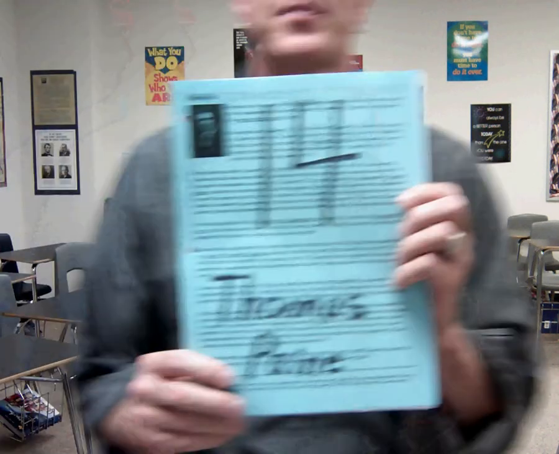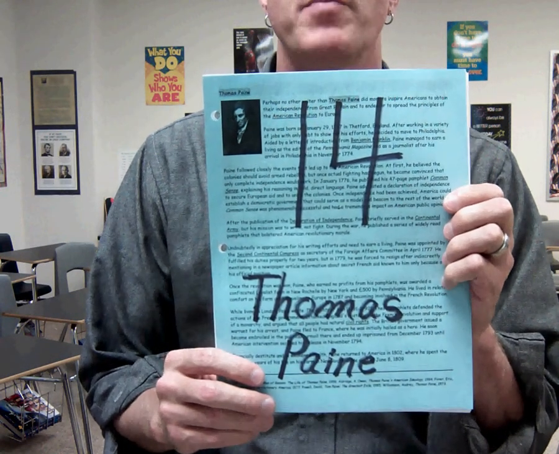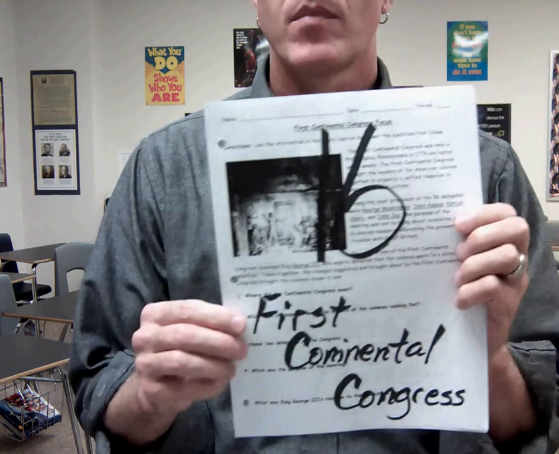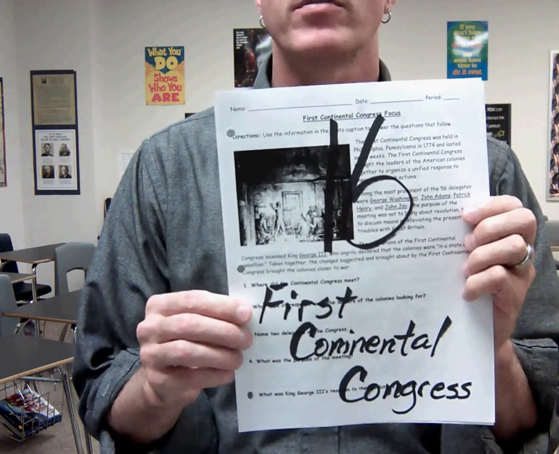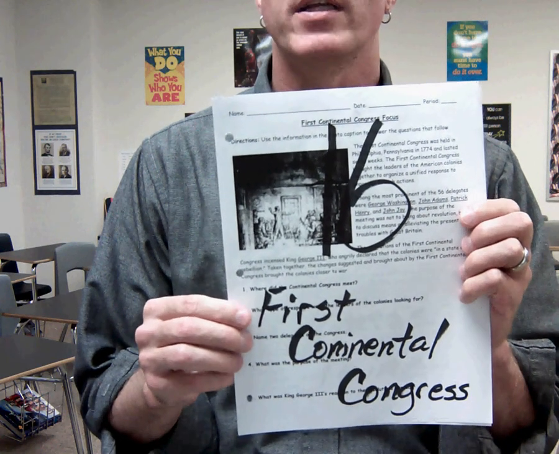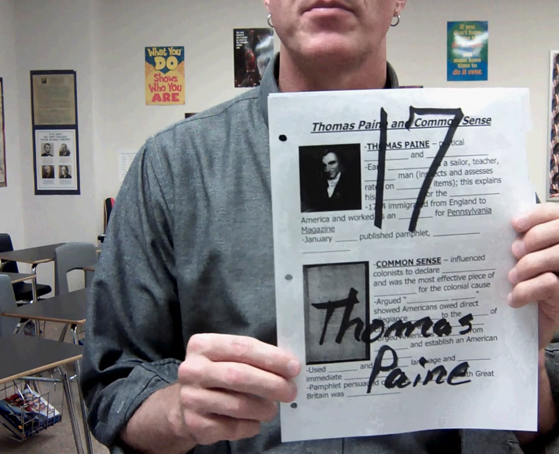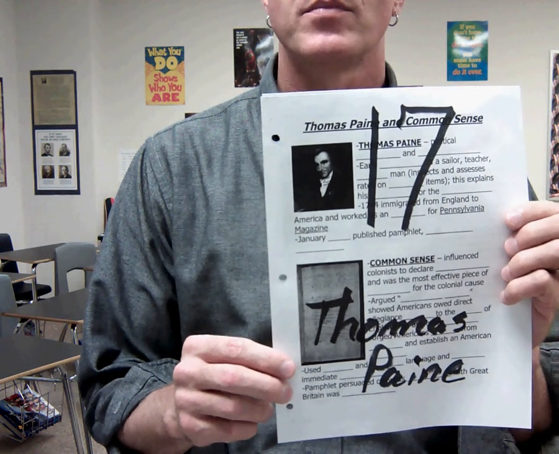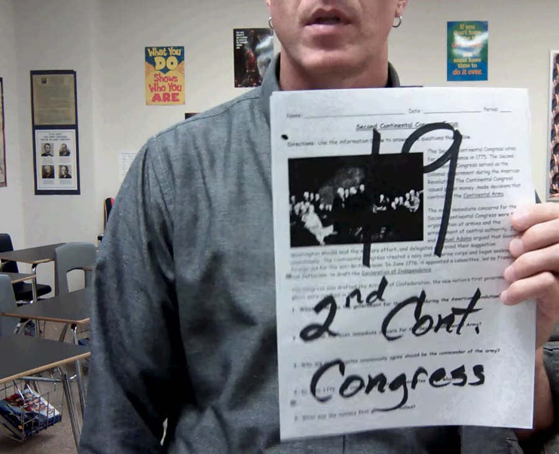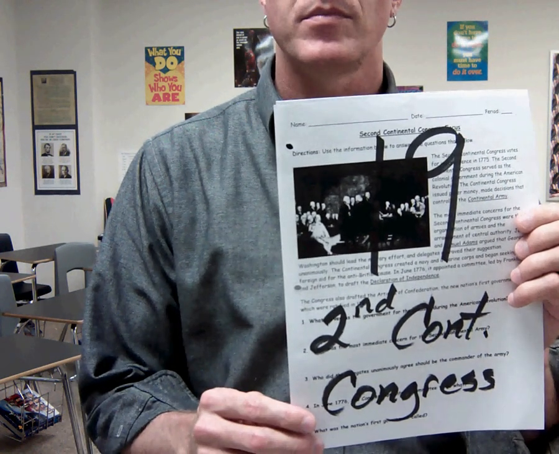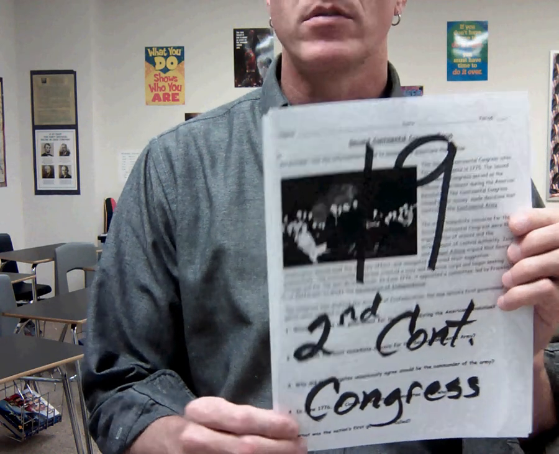So, number 14, Thomas Paine, blue homework from last week. Number 16, First Continental Congress. These are notes that we did in class. Number 17, notes on Thomas Paine. Okay, number 19, Second Continental Congress. And then the big one is the Declaration of Independence packet that we've been working on all week.